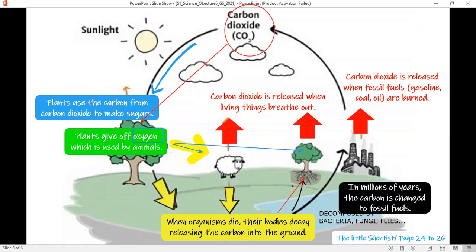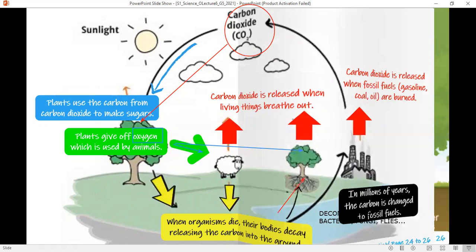These minerals found in the soil, over millions and millions of years, or the dead bodies decomposed in the soil over millions of years, will change into fuels, into fossil fuels that we will take to use.